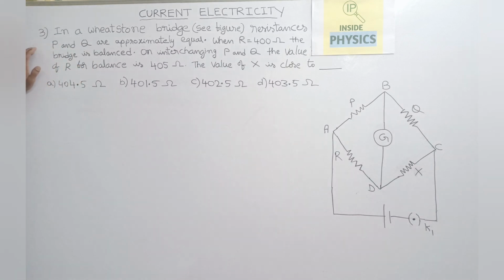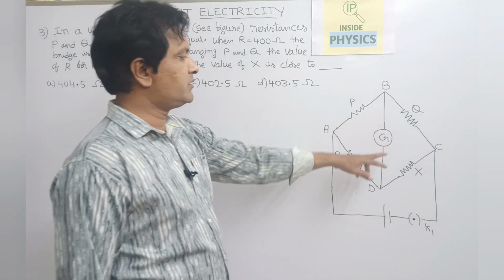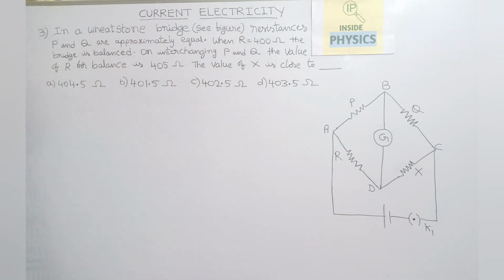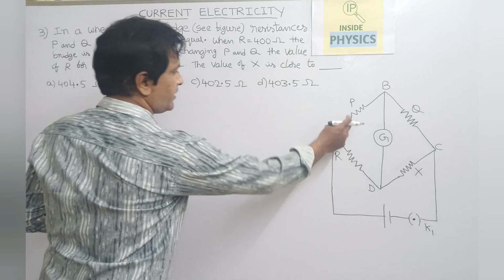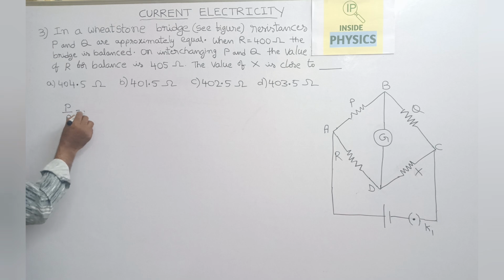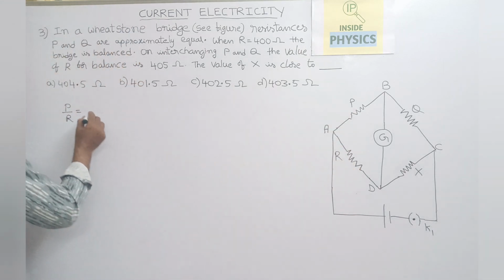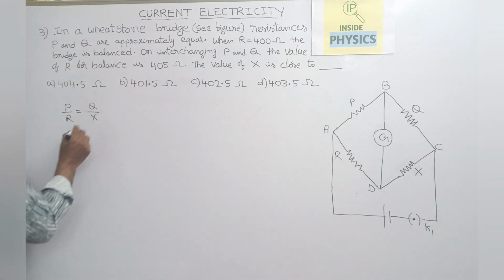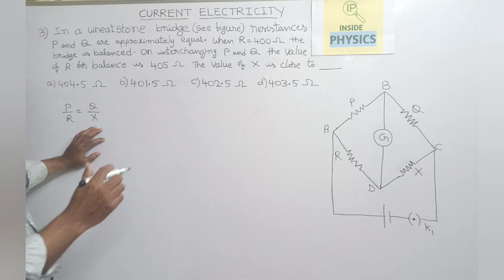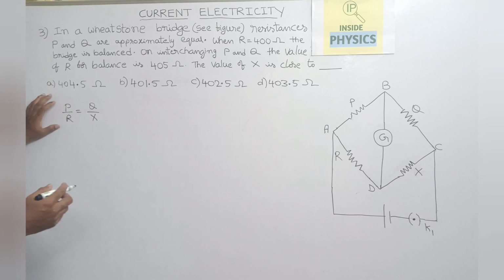We know that a Wheatstone bridge is an electrical circuit with a galvanometer, 4 resistors, a DC power supply, and a plug key. So here, what is the balancing condition of the Wheatstone bridge? We can write P by R is equal to Q by X. This is the balancing condition of the Wheatstone bridge, which we have derived in our previous videos. You can check the derivation of the Wheatstone bridge, how it was arrived.